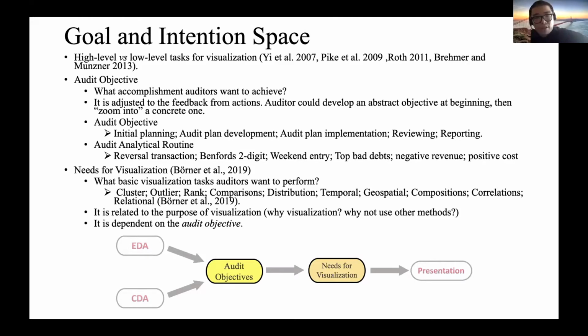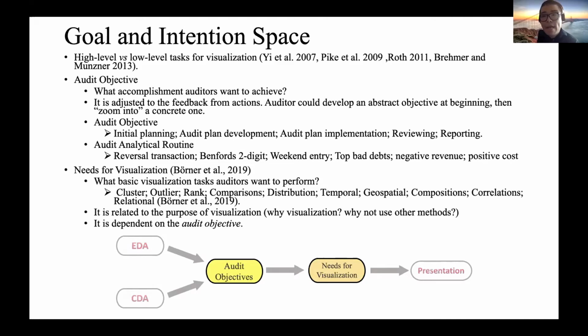I want to rank something. I want to compare something. I want to identify the distribution of the data. I want to conduct temporal analysis, geospatial analysis using a map. I want to conduct composition analysis. I want to find some relationship among different entities. So they are all the basic general visual tasks.